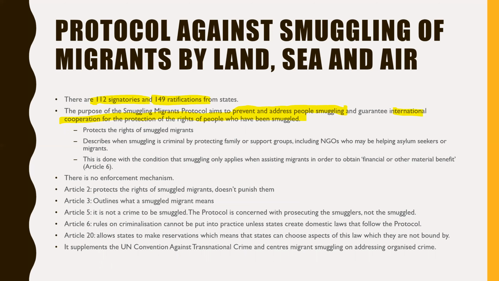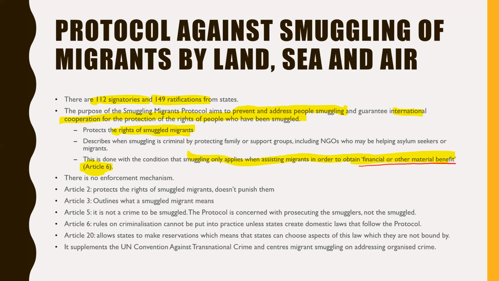So about protecting people who have been smuggled. They are the people who have paid people smugglers to take them to another country. What this international law also does is outline what smuggling is and try to distinguish between smuggling and assisters, or people that try to help. So they describe smuggling as being criminal when people are gaining some sort of financial or material benefit. So this is Article 6. Article 6 says that smuggling only applies when assisting migrants to obtain financial or material benefits.